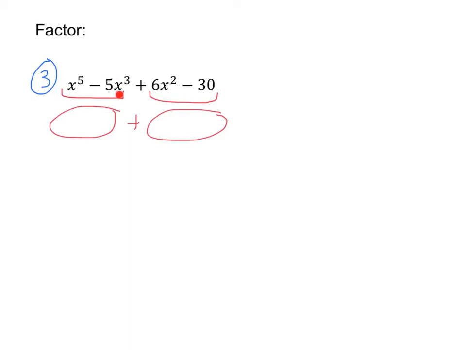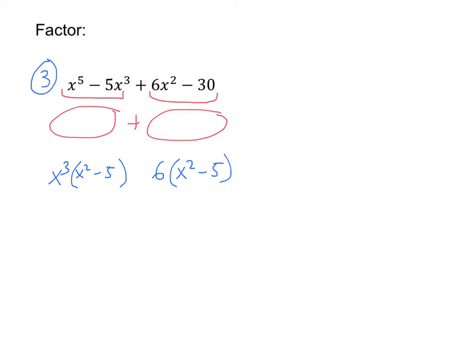Let's just look at this front part. If I were to take x to the 5th minus 5x cubed and factor that, I could take out an x cubed. I could factor it as x cubed times x squared minus 5. And that makes sense because x cubed times x squared is x to the 5th, and x cubed times minus 5 is negative 5x cubed. Then let's factor this second part. 6x squared minus 30, I can factor that as 6 times x squared minus 5, because 6 times x squared gets me back to 6x squared, and 6 times negative 5 gets me negative 30.